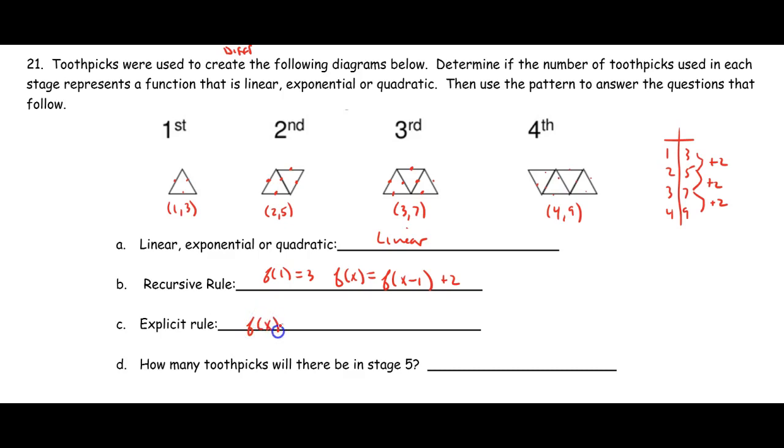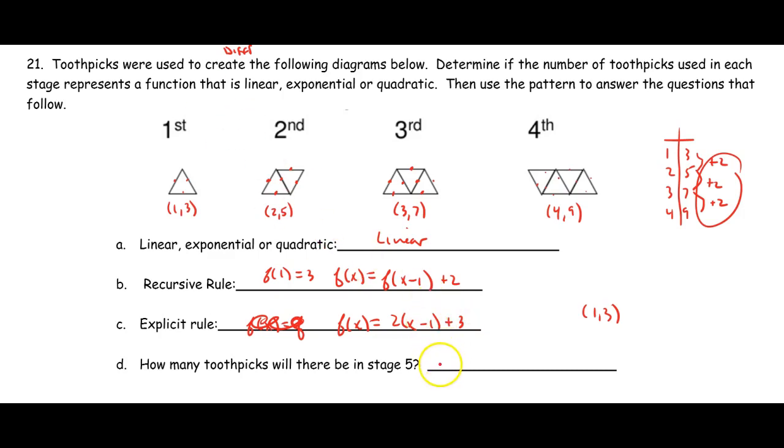Explicit rule, f of x equals, what's my rate of change? 2 times, I'm going to use the ordered pair 1, 3. So it would be 2 times x minus 1 plus 3. I don't need the parentheses here.